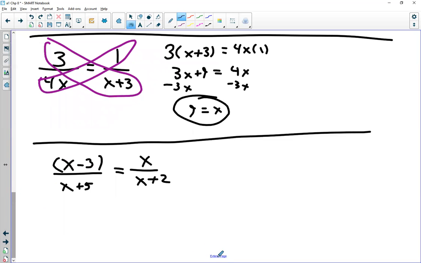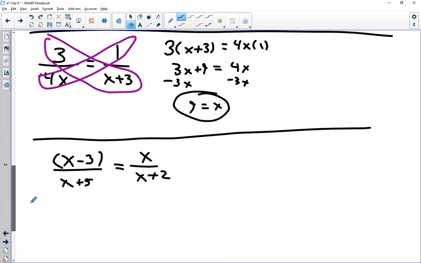So this one, same thing. It is only two fractions, or a fraction on both sides. So we're going to again cross multiply. Again, it's x plus 5.